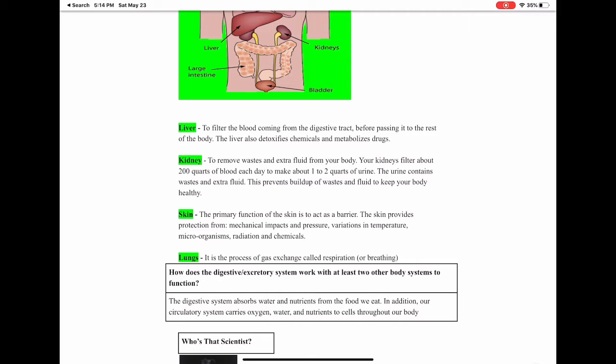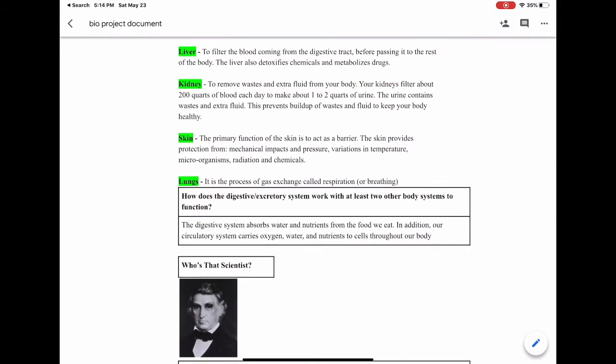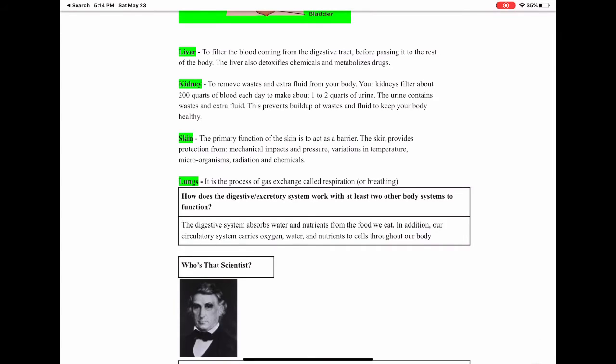So how does the digestive and excretory system work with at least two other body systems to function? To answer that, the digestive system absorbs water and nutrients from the food that we eat. The digestive system simply is a way to absorb anything that we've consumed throughout our day. And in addition, our circulatory system carries oxygen, water, and nutrients to cells throughout our bodies. So the circulatory system basically is a train for those nutrients and the water that we've consumed throughout our day to transport it to the cells all throughout our body.